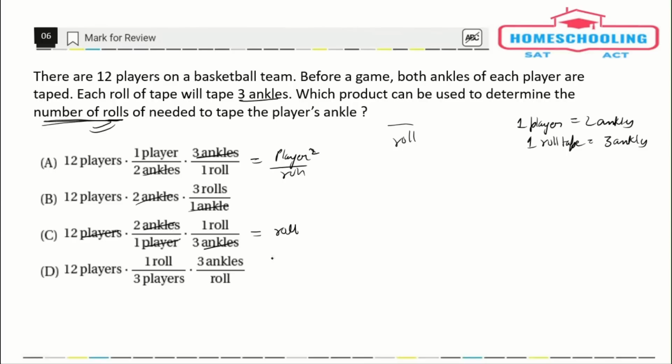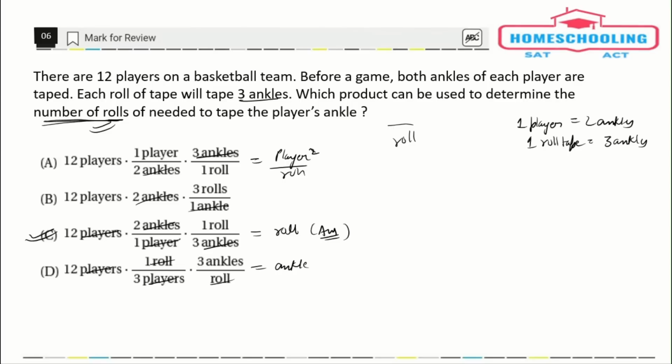They might give two options with roles. So just to check, let's check the fourth option also. Player and player got cancelled, role and role got cancelled. So here ankle is your unit. So we have to find which product can be used to determine the number of rows. So the unit should be in rows. So option C is your correct answer.